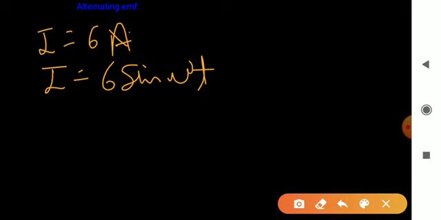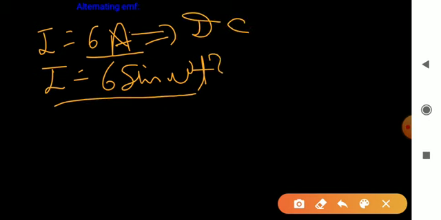So how do you find which is AC and which is DC? In this case, I equal to 6 ampere, we see that this current does not depend upon time, so it is DC. And here this current depends on time, so it is AC. I hope this point is clear to you, what is DC and what is AC.